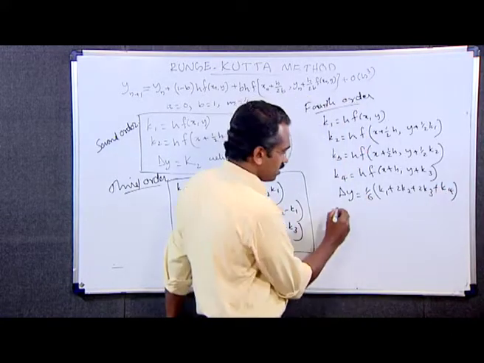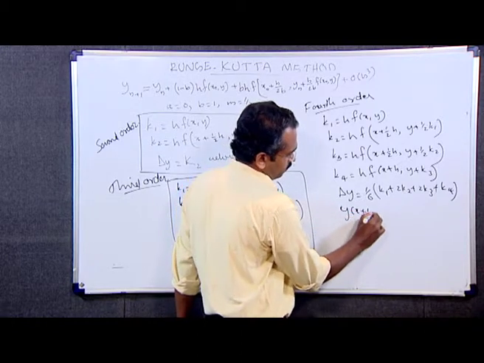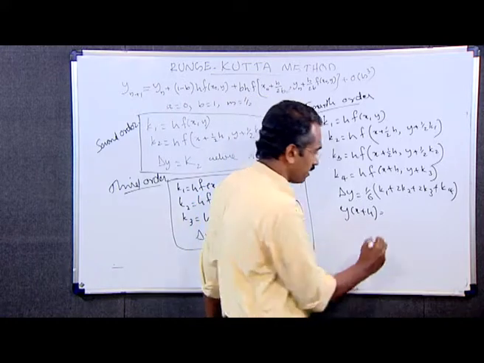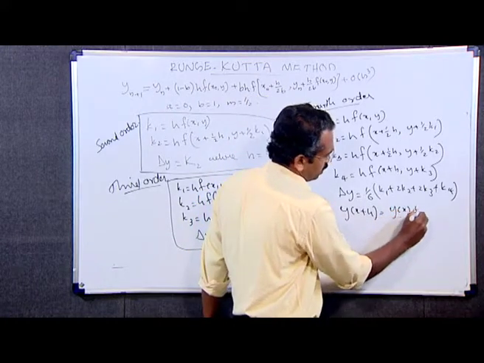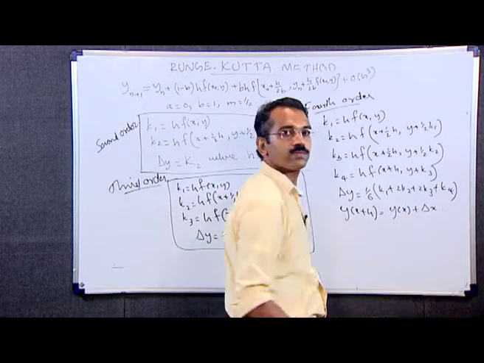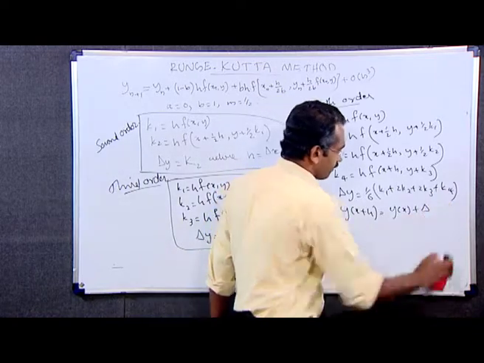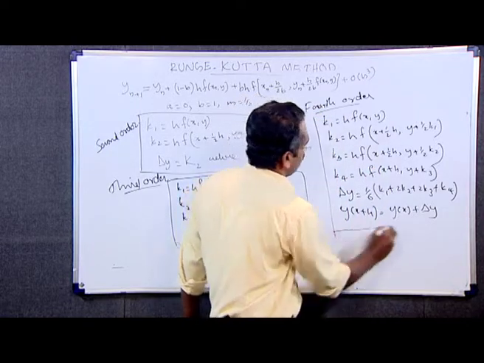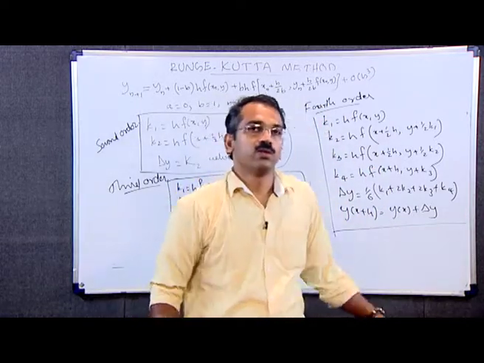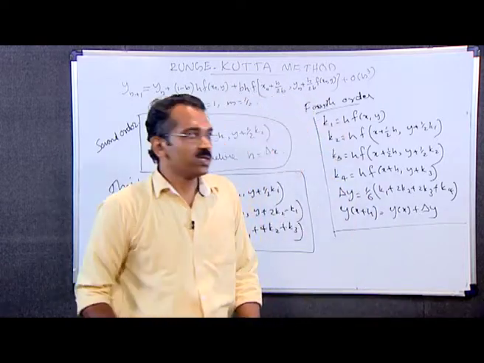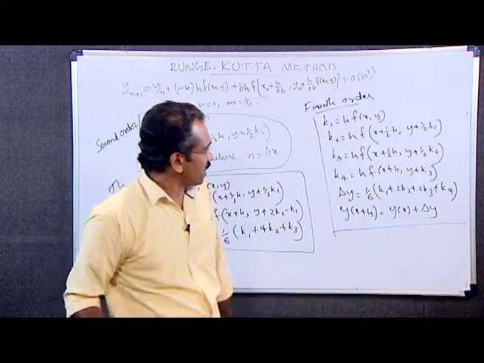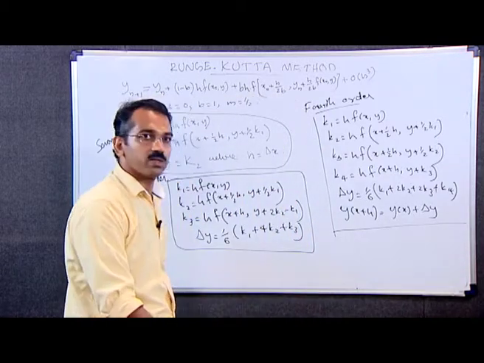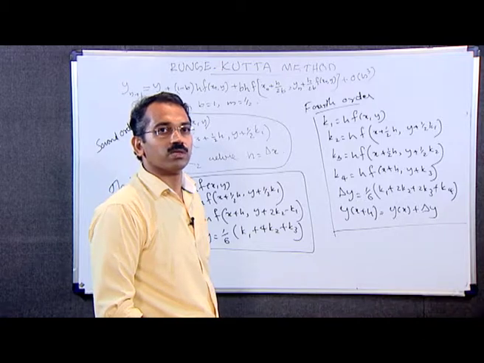From this expression we can write y of x plus h as y of x plus delta y. This is the fourth order Runge-Kutta algorithm. This algorithm is mostly used in practical applications. Now, consider an example for the Runge-Kutta method.